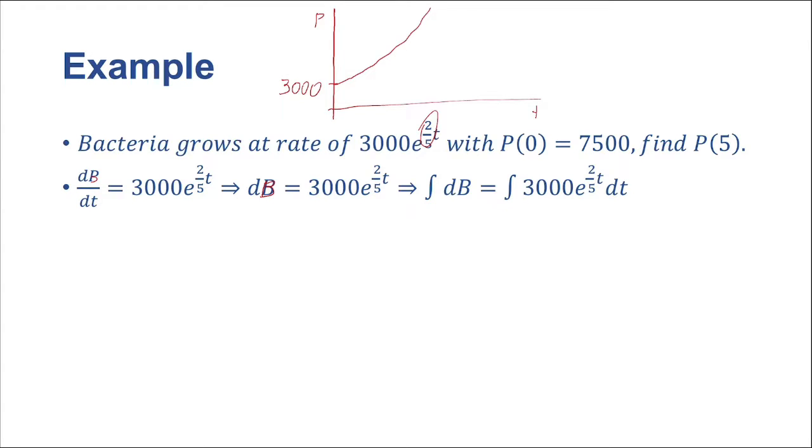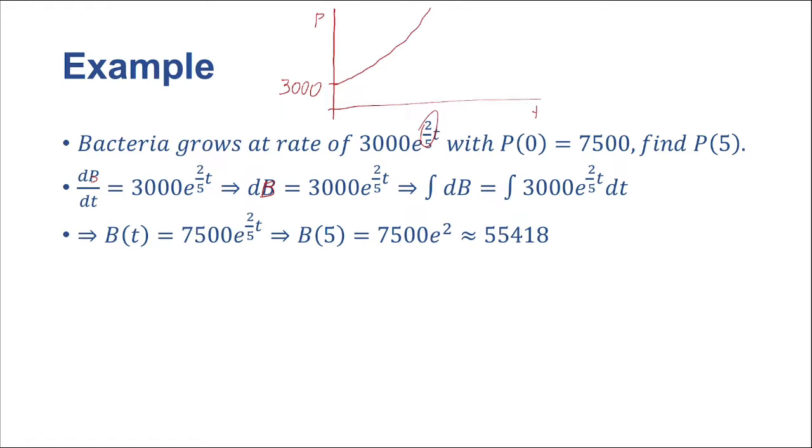dB is equal to 3,000 times e to the 2/5 t. Now we're going to integrate, and that's going to give us our function of B. So we get the integral of dB is equal to 3,000 times e to the 2/5 t. Okay, so now we are going to integrate this, which means multiplying by 5/2, and this is going to give us B of t equals 7,500 times e to the 2/5 t.